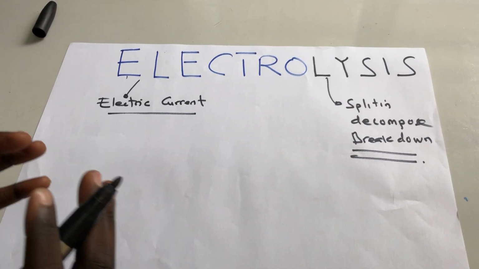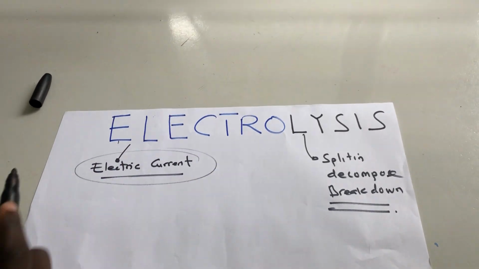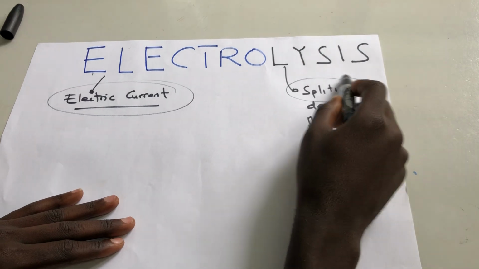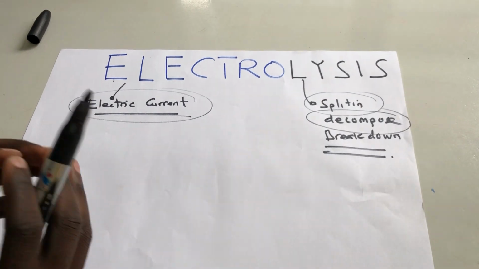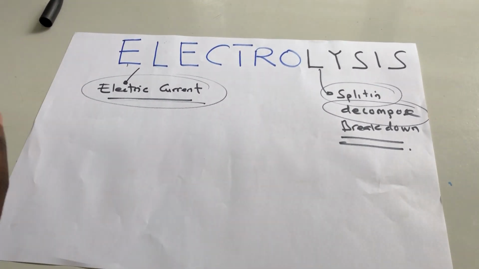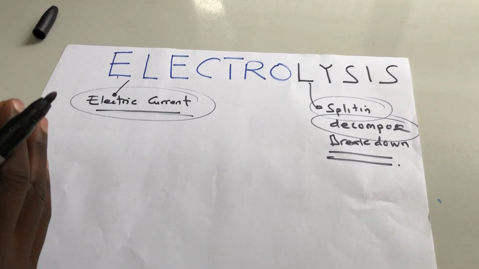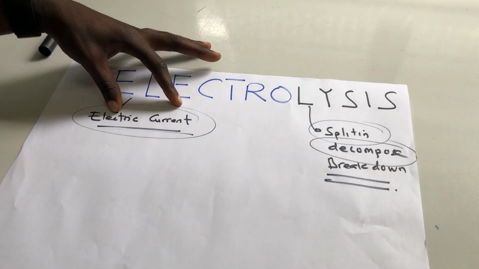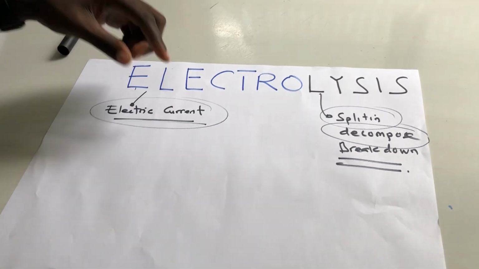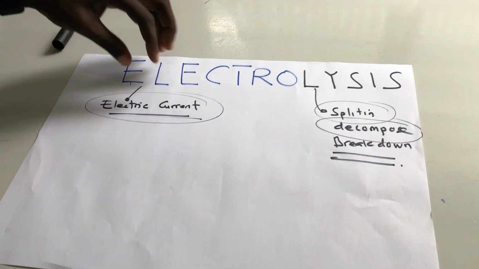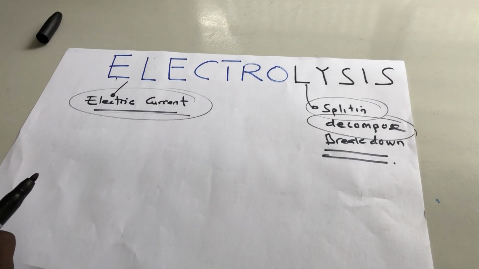So tunaweza tukasema kwamba electrolysis maana yake ni ku break down substance fulani kwa kutumia electric current or to split substance by using electric current or to decompose any substance by using current. That is all about electrolysis. So we can define electrolysis is the use of electric current to decompose a certain substance, or the use of electric current to split a substance, or the use of electric current to break down a given substance.